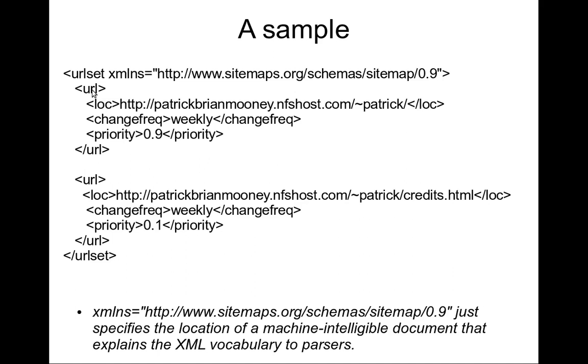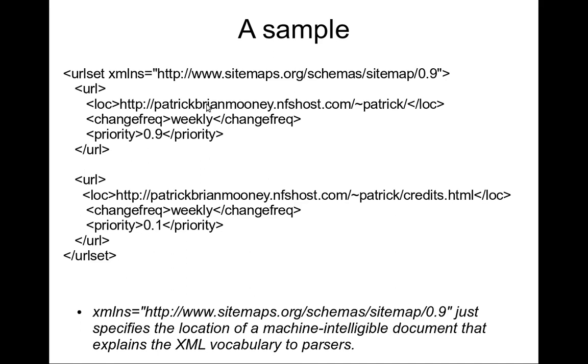And you'll notice again, what is the actual vocabulary of the tags in XML? XML is incredibly flexible. It can be whatever you want it to be. So you can define XML tags to say URL, location, change frequency, priority, whatever. But what you're doing here is just pointing to a machine-readable schema that indicates what the legal vocabulary for this XML document is.